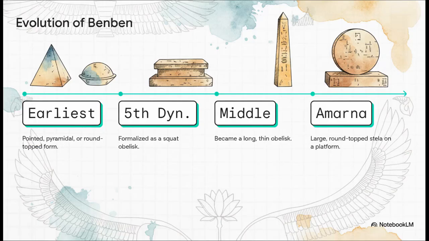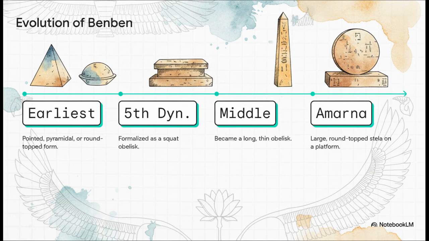Let's move on and see how this builds, because this sacred shape definitely didn't remain static. It actually went on an incredible architectural journey over the centuries. In the earliest times, the Benben was stylized in two ways. It was either pointed and pyramidal, or sometimes it was a round-topped votive object. But by the time we reached the 5th dynasty, this shape had been formalized into a squat, thick obelisk, which was often featured in massive sun temples. Fast forward a bit to the Middle Kingdom, and it evolved into the tall, long, thin obelisk shape that we're probably most familiar with today.